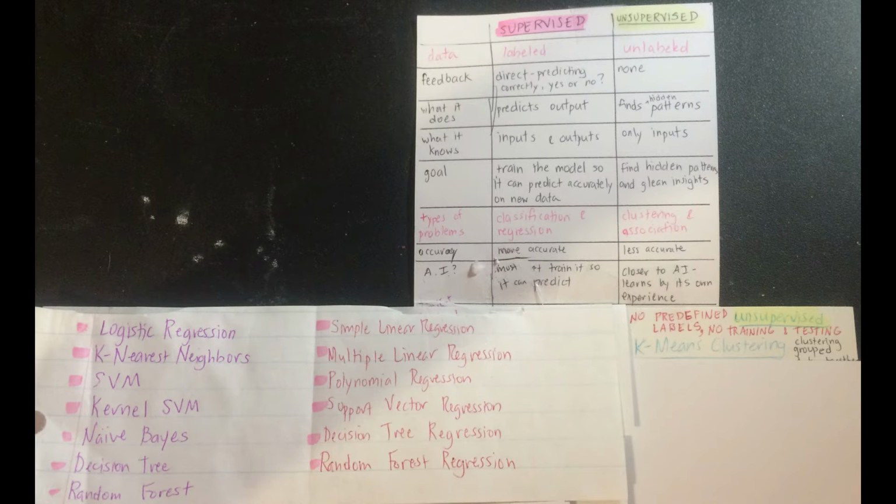What are the 8 ways to differentiate between supervised and unsupervised learning? Data, feedback, what it does, what it knows, its goal, the types of problems it solves, accuracy, and is it AI?